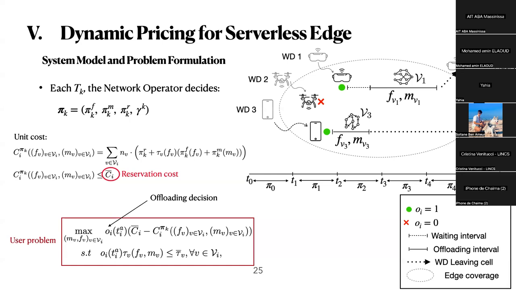I think that the user problem, we do not solve it explicitly. Here we just provide the algorithm of pricing for the network operator, but we do consider this constraint. However, we do not directly solve the problem of the user, actually. It's a manner of constraints and an offloading condition. This is not the direct optimization problem. So here it basically means that the user will only offload if the unit cost is less or equal to the reservation cost while verifying the latency constraint.